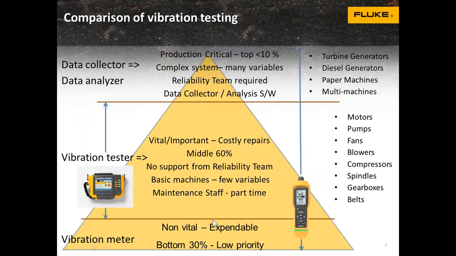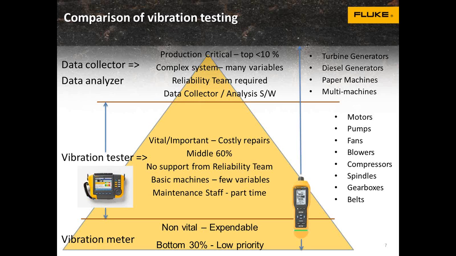So if we were to look at the different types of vibration testing in a plant, I use this machine pyramid to illustrate how if this were all of the machines in the plant, at the top of the pyramid, less than 10% of the machines are very complex with many variables, the production critical machines.